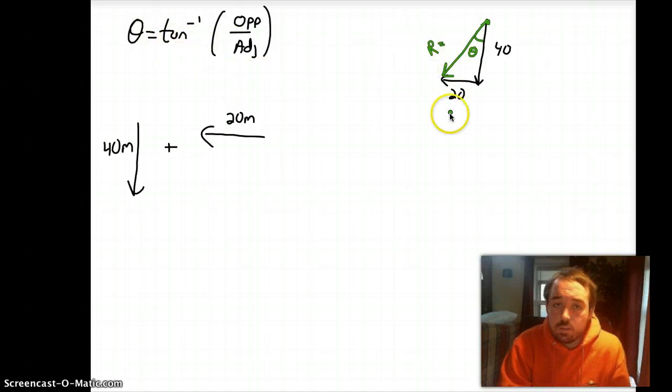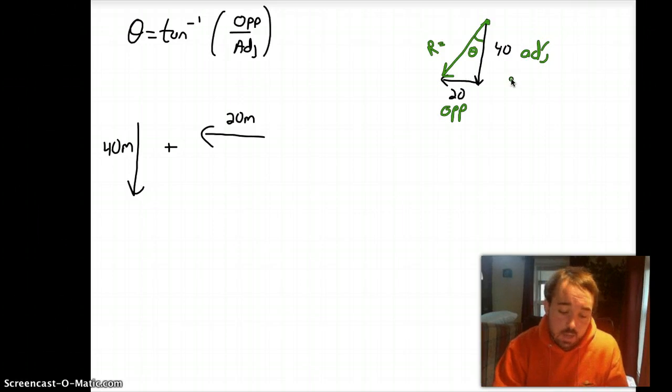Once you find r, you could use inverse sine, inverse cosine. It doesn't really matter. But we know the opposite side. We know the adjacent side. So we should use those to make sure that we absolutely are not wrong. So first of all, we want to properly identify what our resultant is.